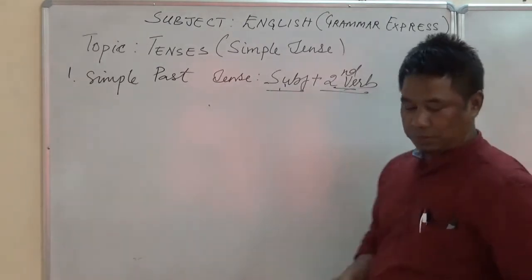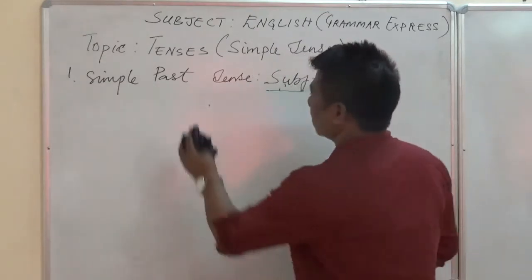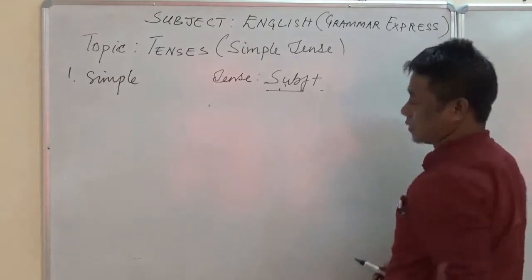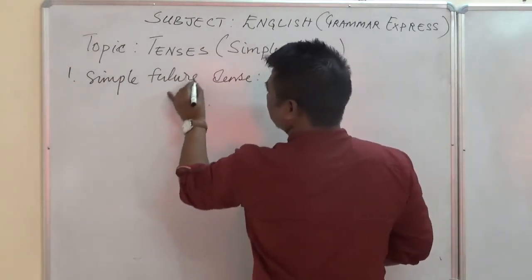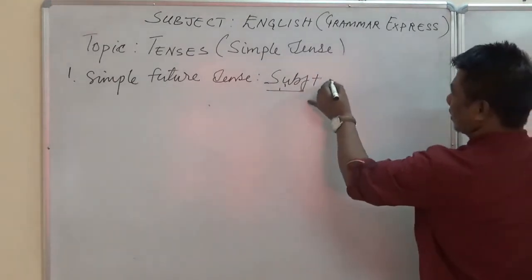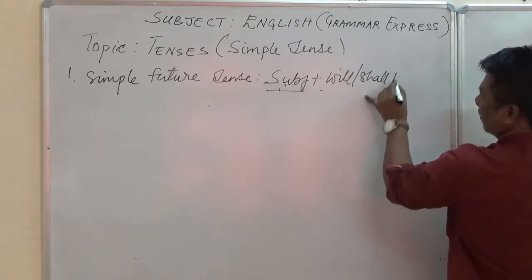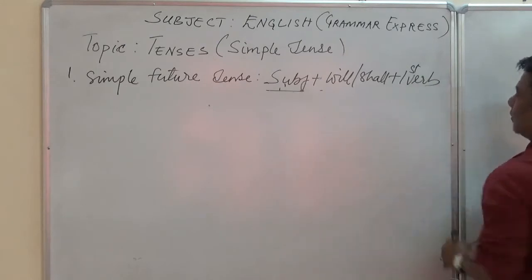Okay, next we have this simple future tense. Simple future tense. So we have the subject plus will or shall plus first form of the verb. So what does this mean?